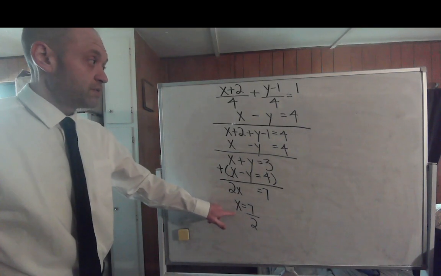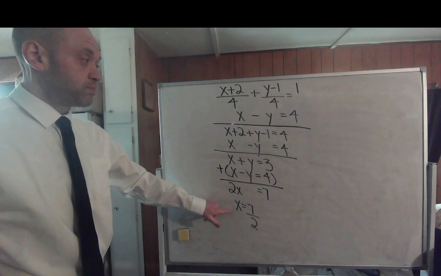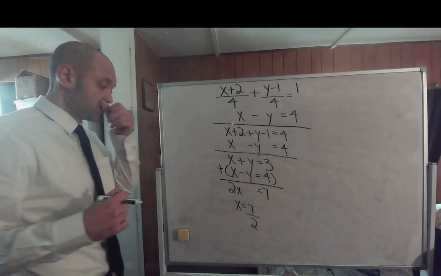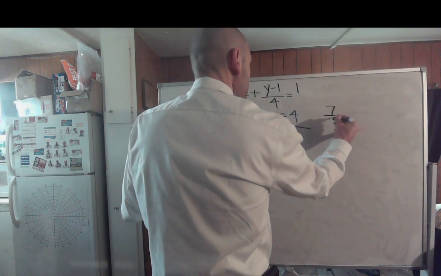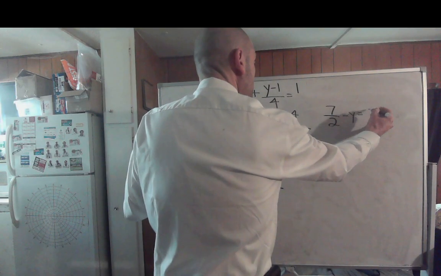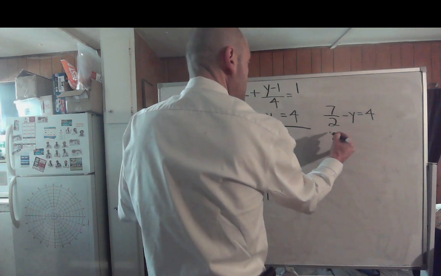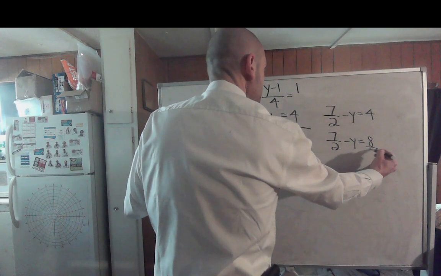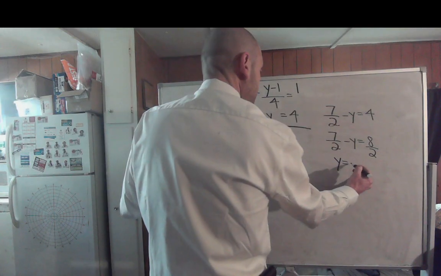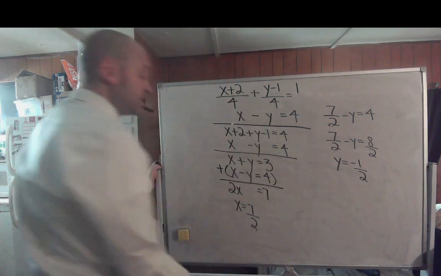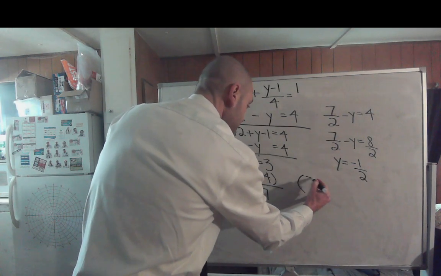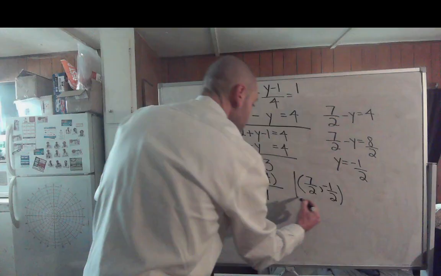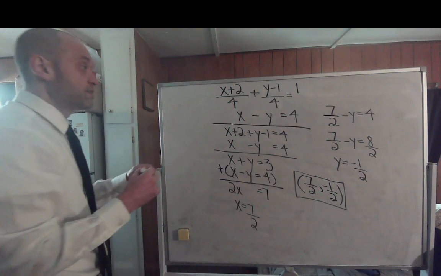Now stick that value into one of your originals. You can solve for y. Let's pick the bottom one since there's no fractions. So you would have 7/2 minus y would equal 4. So that means 7/2 minus y equals 8/2, which means that y equals -1/2. So these two lines intersect at the ordered pair 7/2, -1/2. That would be the solution to the system.